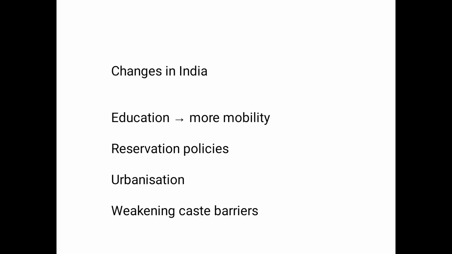In India, the structure of stratification has been changing. Education plays a major role in improving mobility. Urbanization has reduced caste-based occupations. Reservation policies have given opportunities to disadvantaged groups. Modern professions and technology have also weakened traditional barriers. These changes show that Indian society is gradually moving towards a more open and flexible system.